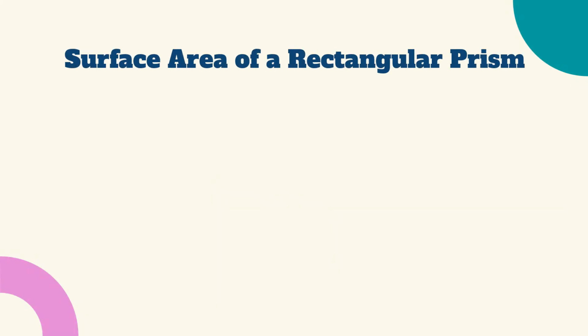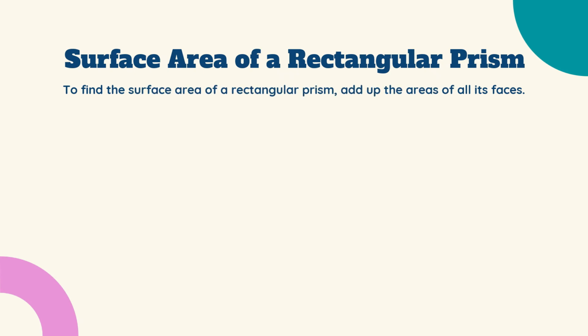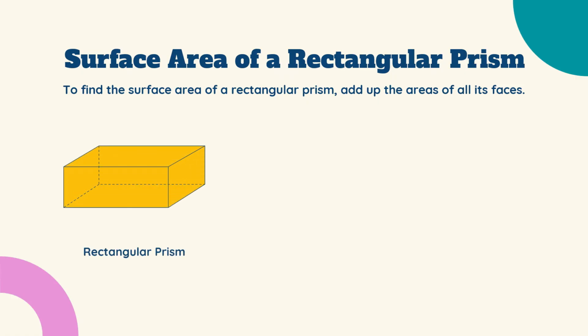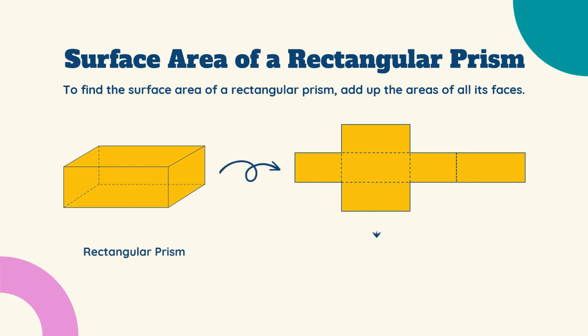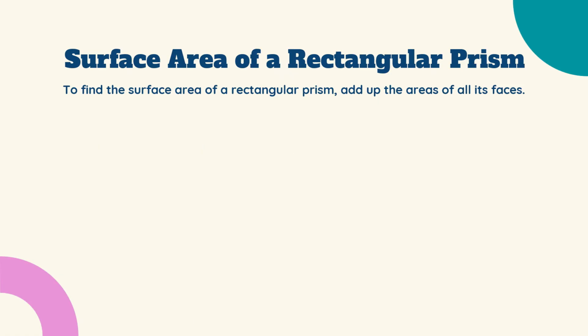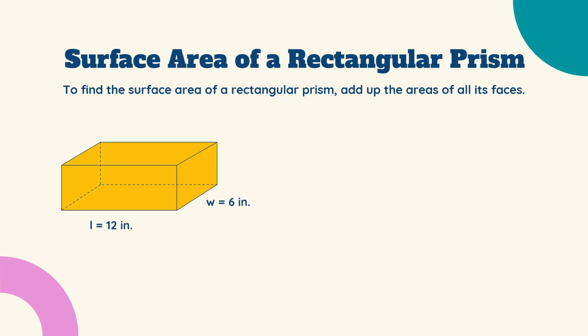Let's discuss the surface area of a rectangular prism. To find the surface area of a rectangular prism, add up the areas of all its faces. This is the net of this rectangular prism. The net shows all 6 rectangular faces laid flat, helping us visualize and calculate the surface area of the shape. In this example, we will learn how to find the surface area of a rectangular prism with a length of 12 inches, a width of 6 inches, and a height of 4 inches.